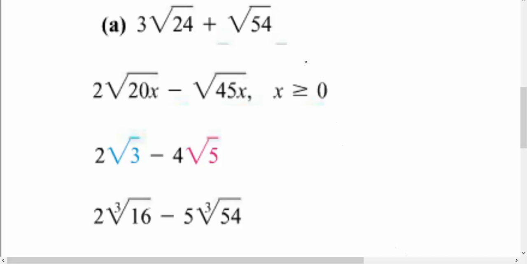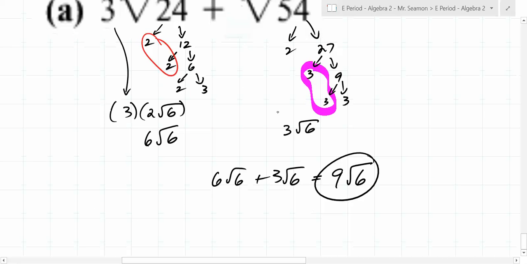X has to be greater than 0. Why is this? And what kind of root is it? Is it odd or even? It's an even, right? So you can't do an even root of a negative number, or it's imaginary, which we're not doing yet in this class.